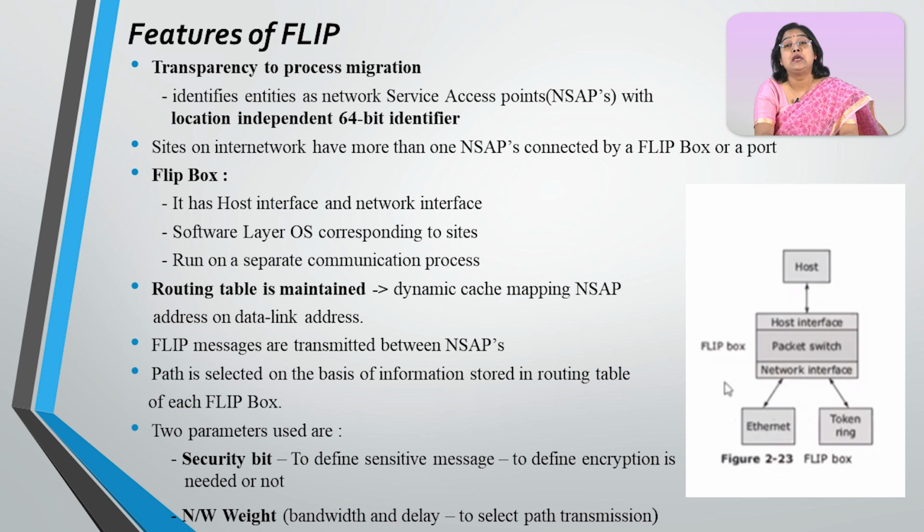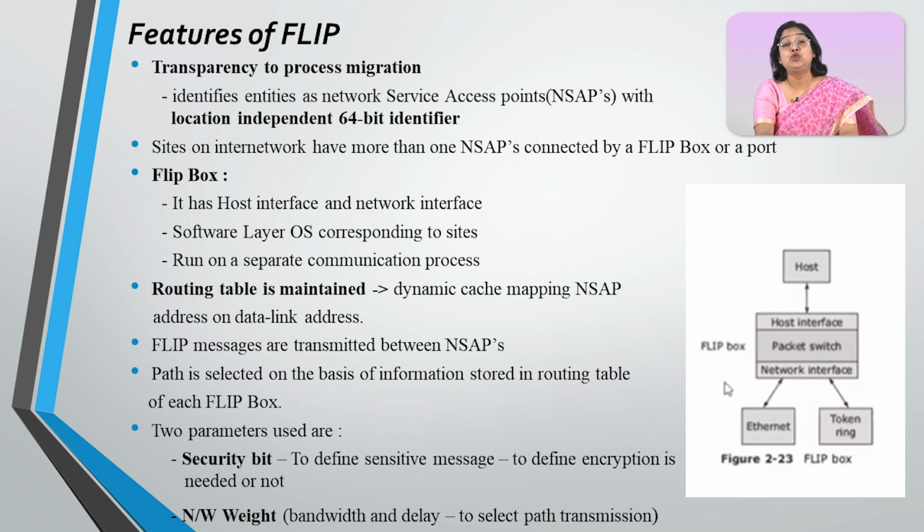The FLIP box can operate either through software layer operating system corresponding to sites and run on separate communication process. In a FLIP protocol, a routing table is maintained which stores a dynamic cache that maps NSAP address to data link addresses. FLIP messages are transmitted between NSAPs, and for that, path is selected on the basis of information stored in routing table of each FLIP box.